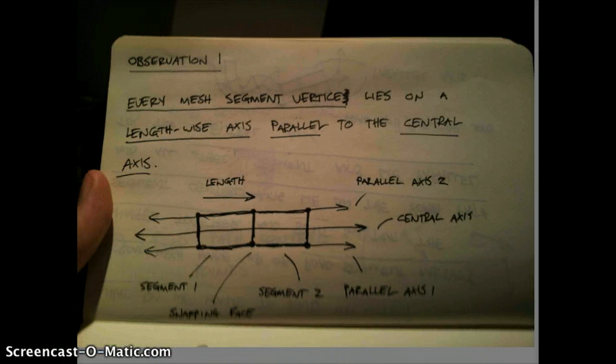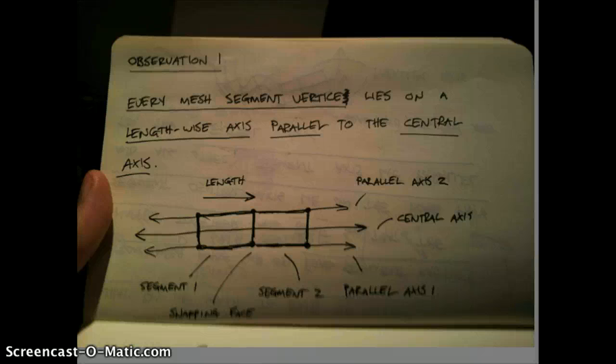Observation 1. Every mesh segment vertice lies on a lengthwise axis parallel to the central axis. Now this is kind of like the main observation. If you look at it, every single vertice inside of the mesh segment can be defined as being on an axis that's parallel to the central axis.